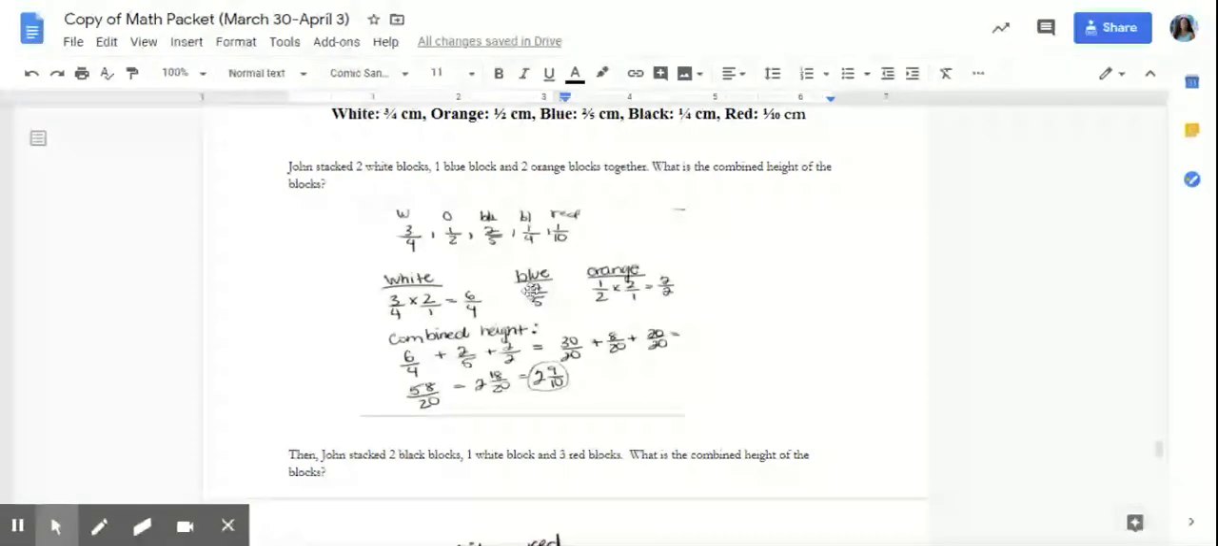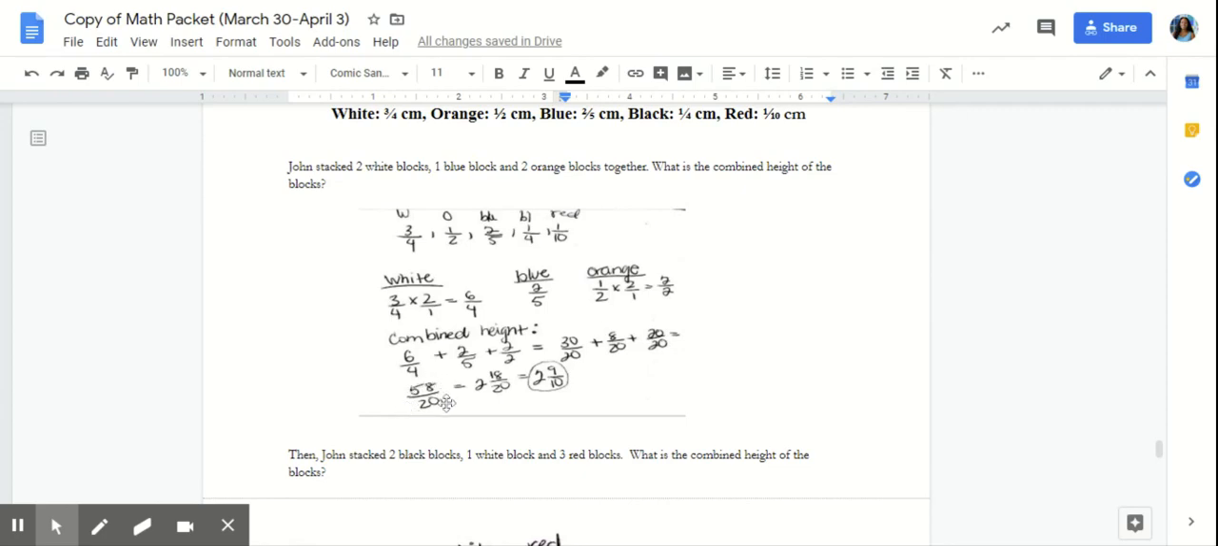Then I'm going to add up all my blocks to get a combined height. I have 6/4 plus 2/5 plus 2/2, but we notice something here. We can't add unlike units. So we have to create equivalent fractions in order to continue. So I have a common denominator of 20, and I'm going to make sure that I also make my numerators equivalent. So I would get 30/20ths, 8/20ths, and 20/20ths, which combined I'm going to get 58/20ths.